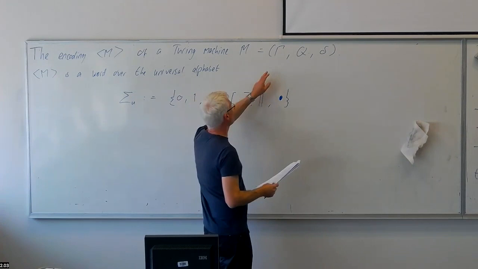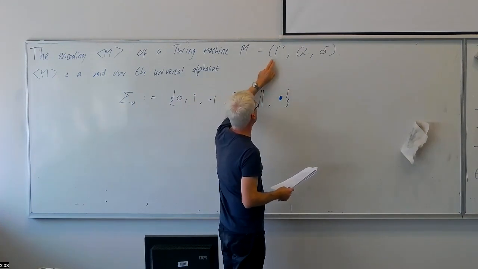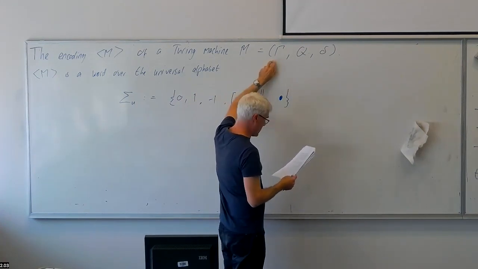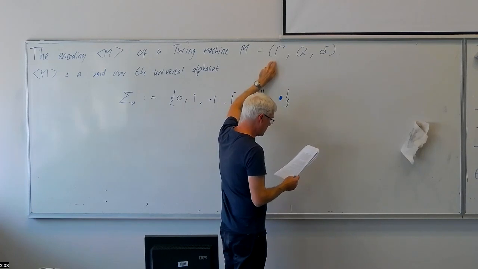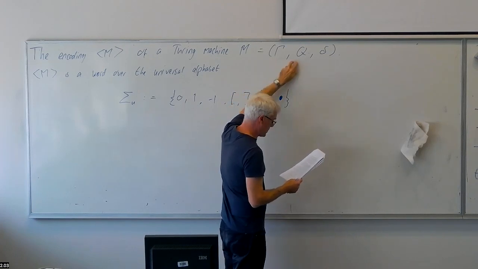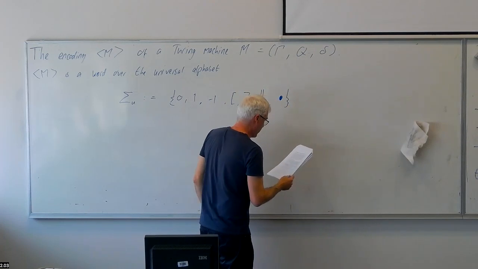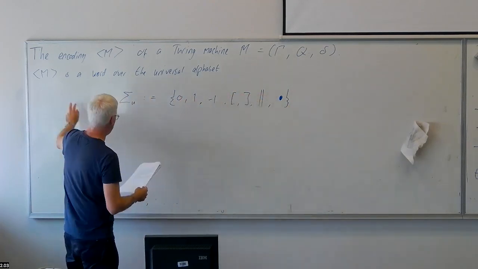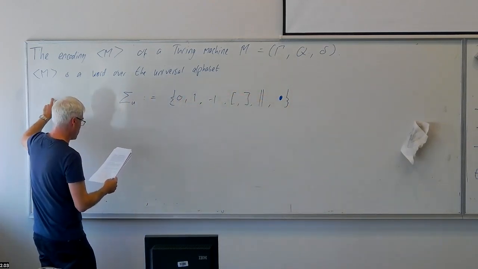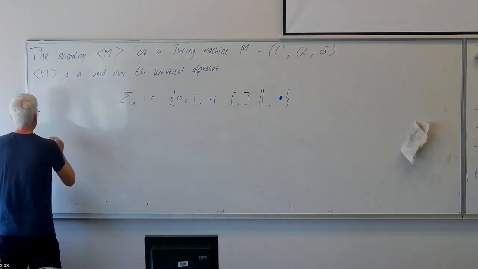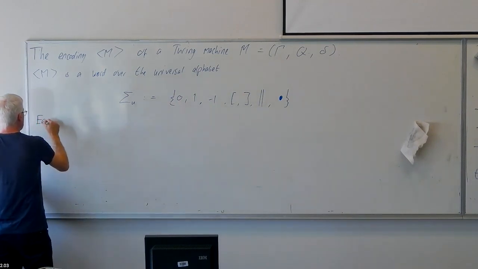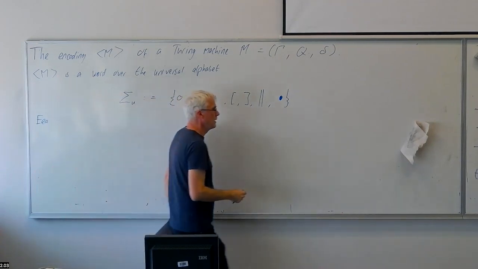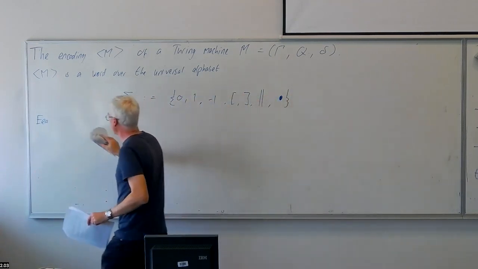So we want to encode the tape alphabet and the states and the transition function, and put them all together in a word that represents the whole Turing machine. So each state, we're going to take it one component at a time.